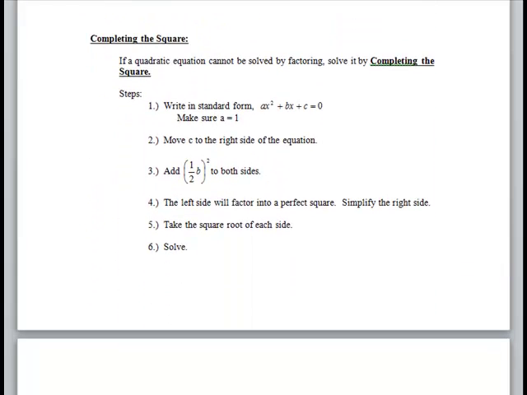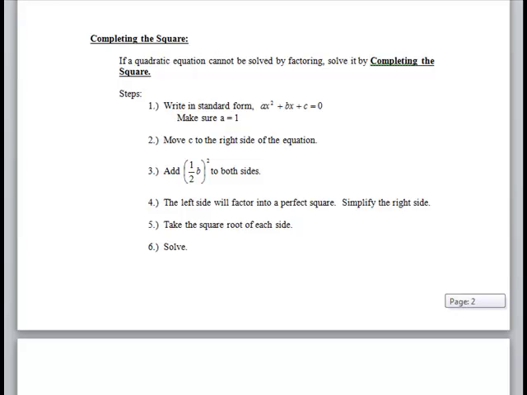This method is called completing the square, the third method. This method always works. It'll solve any quadratic equation. But we don't always want to use it because it's a pretty long, drawn-out method. We just want to use it when we have to. So you can go through the steps reading how to complete the square.